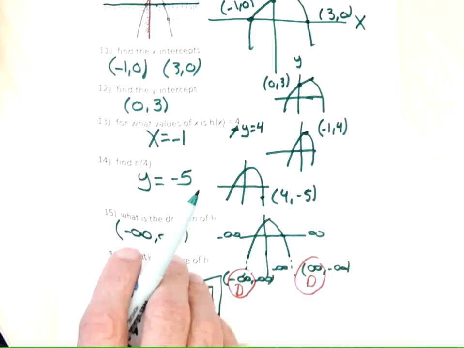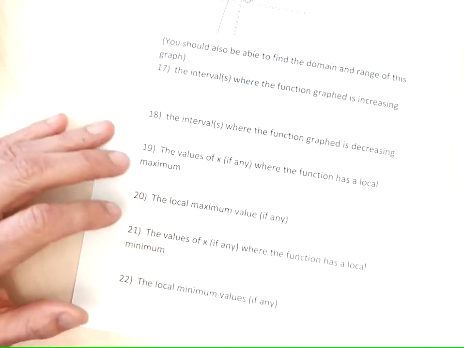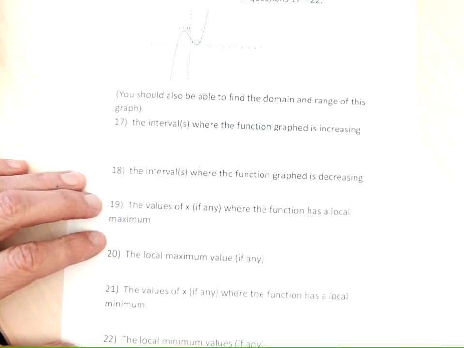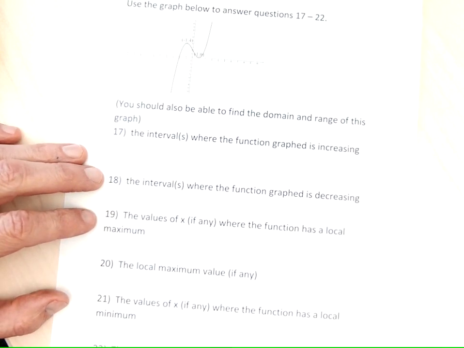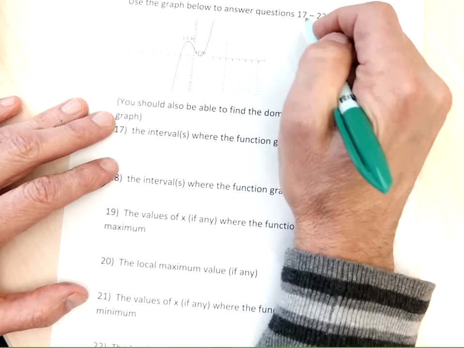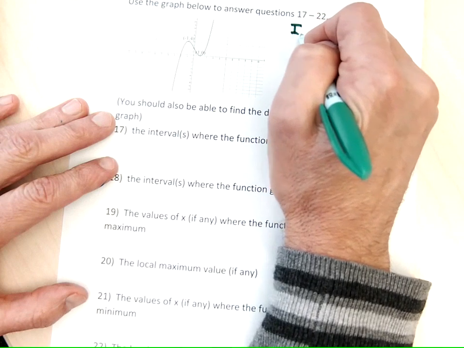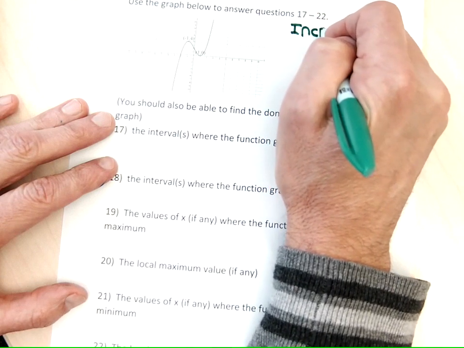All right, just one chunk more of problems to do. It asks me to find where graphs are increasing, decreasing, and where the maximums and minimums are. So this graph, again, I don't know that it shows up so well, but I think it shows up well enough.